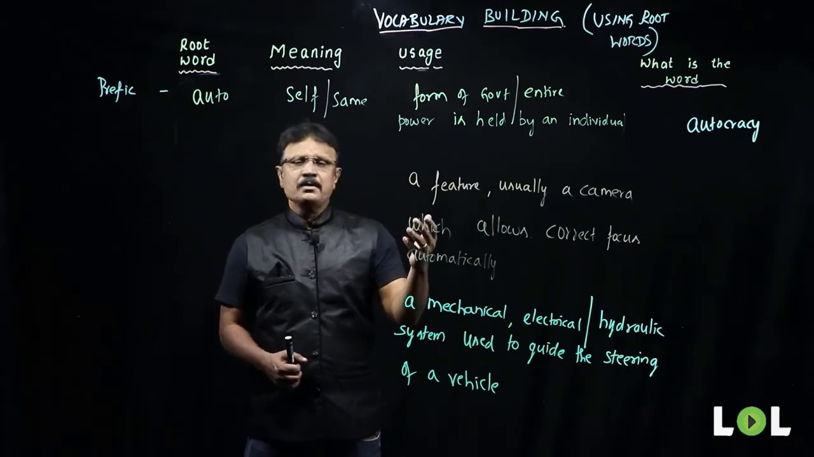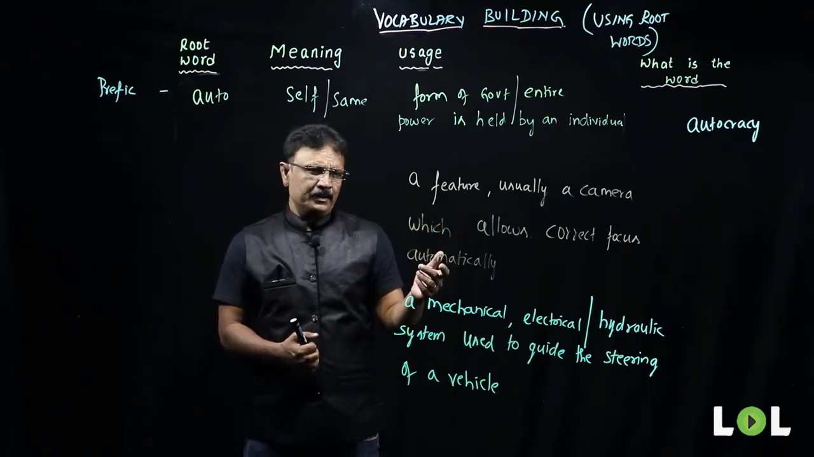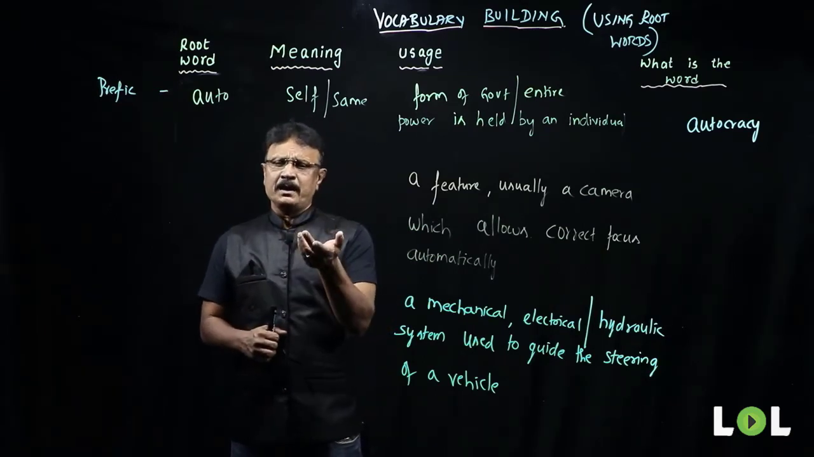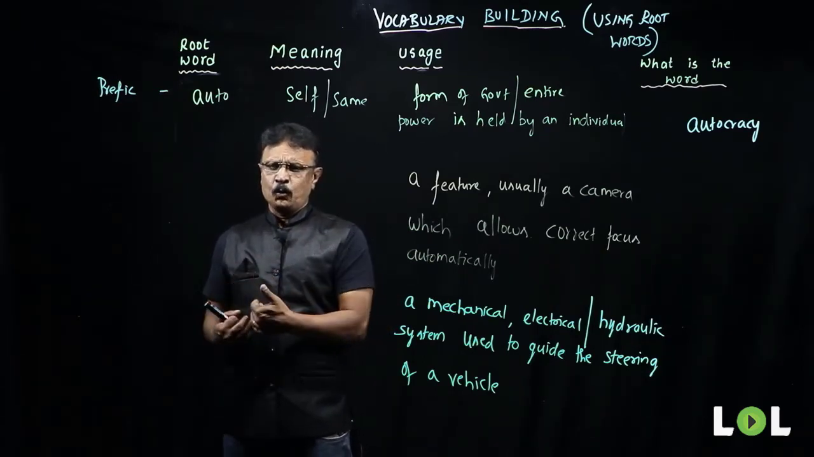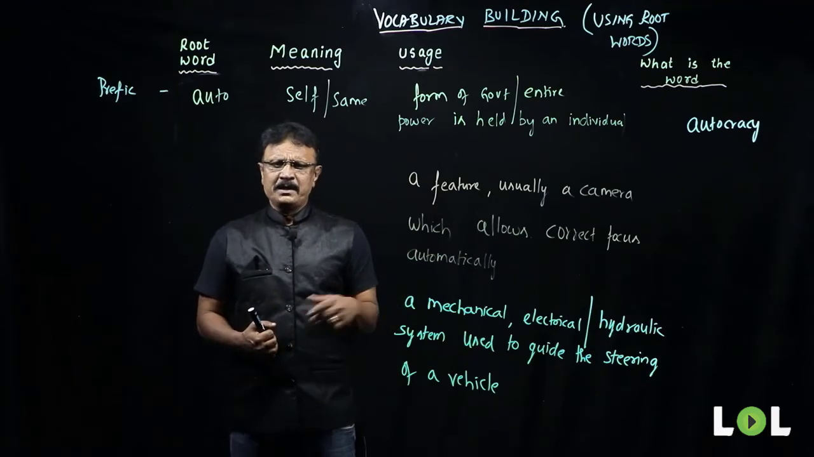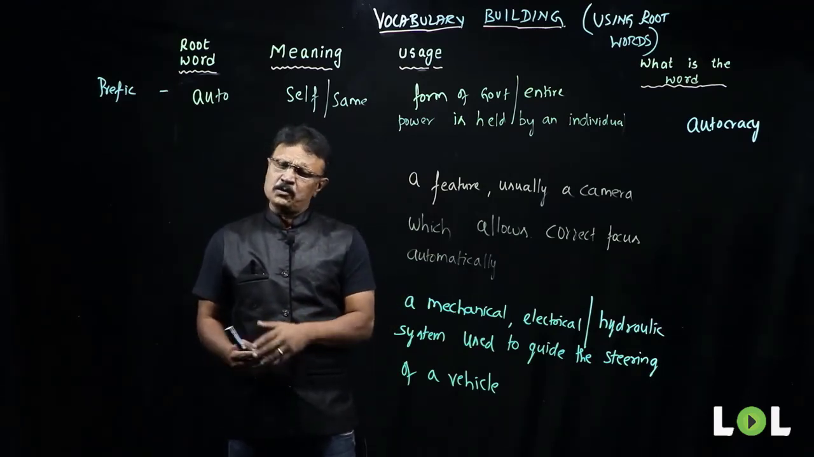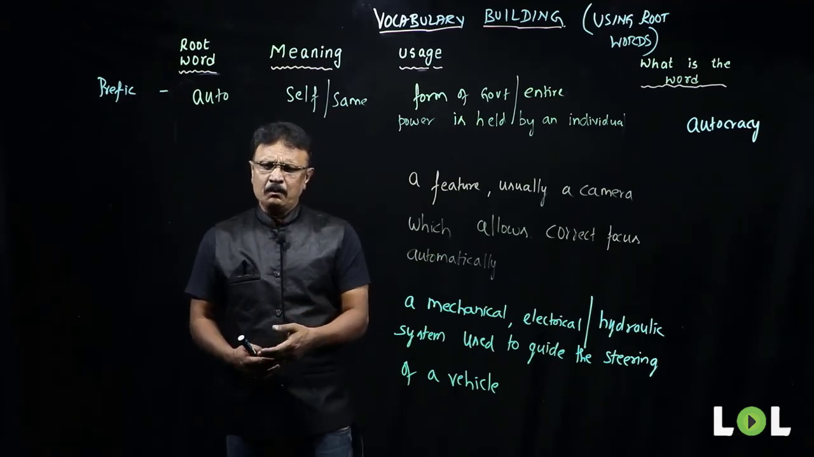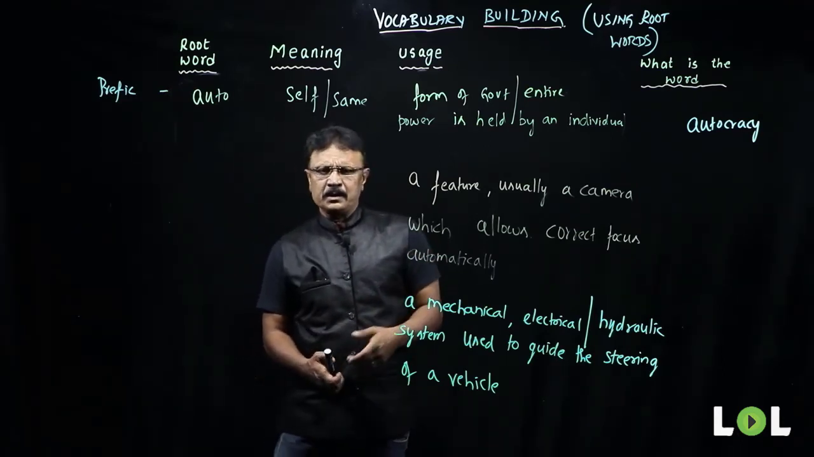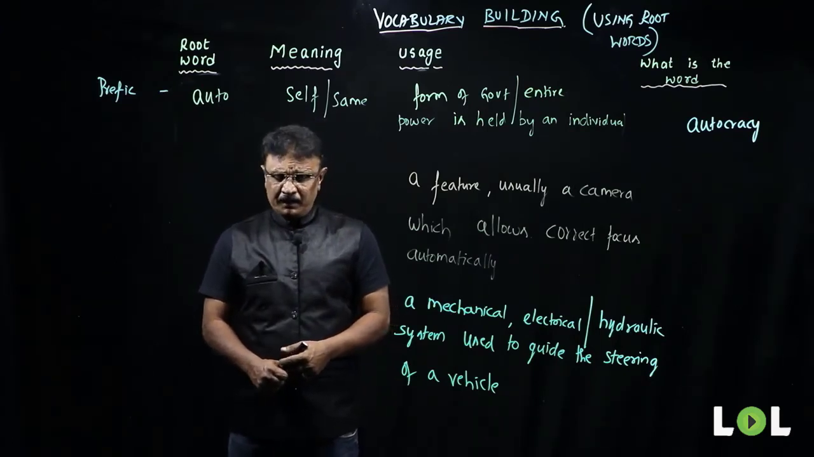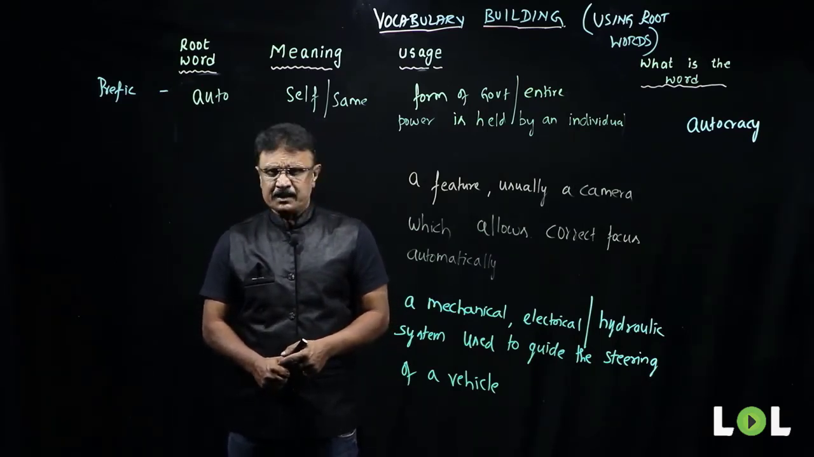A feature, usually a camera, okay, which allows correct focus automatically. Let's say you want a group photograph there. You just place the camera there, come and stand. Okay, it would focus automatically. Okay, most of the cameras, most of the mobile phone cameras are this at this point in time. Okay, so what's the word here? What kind of camera is it?